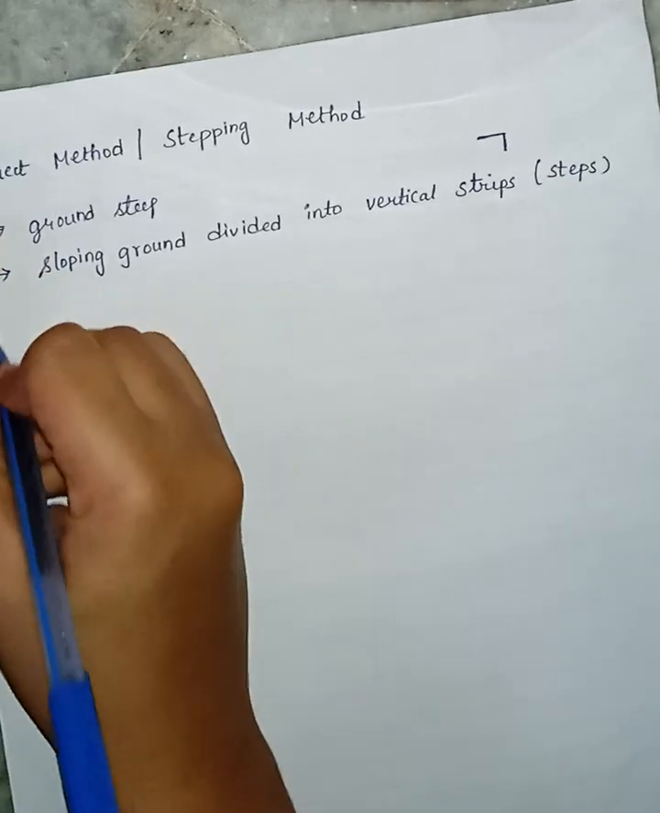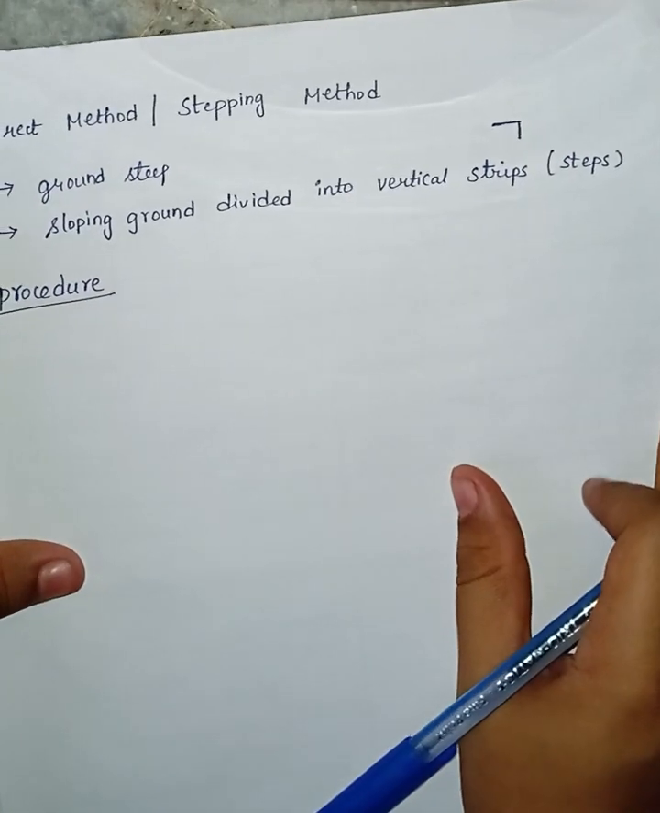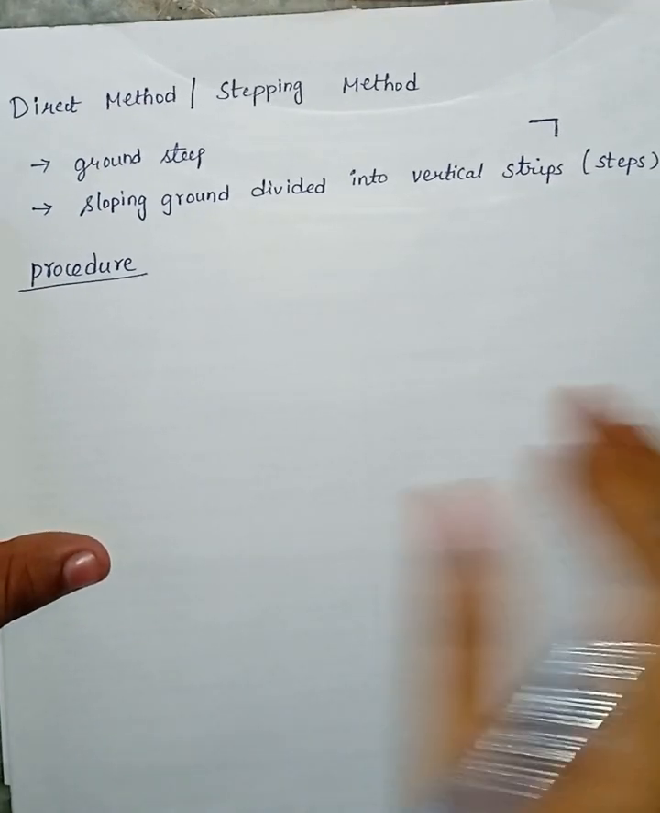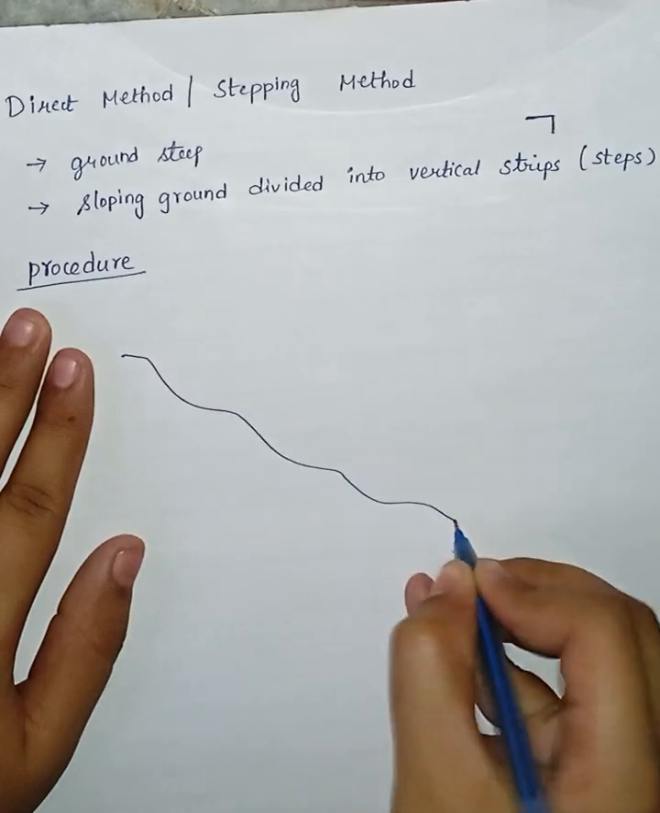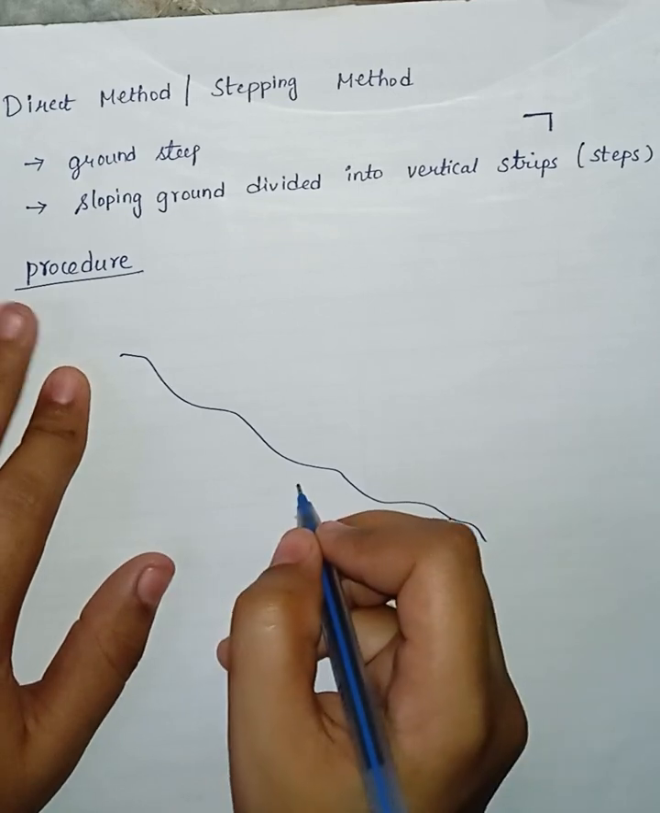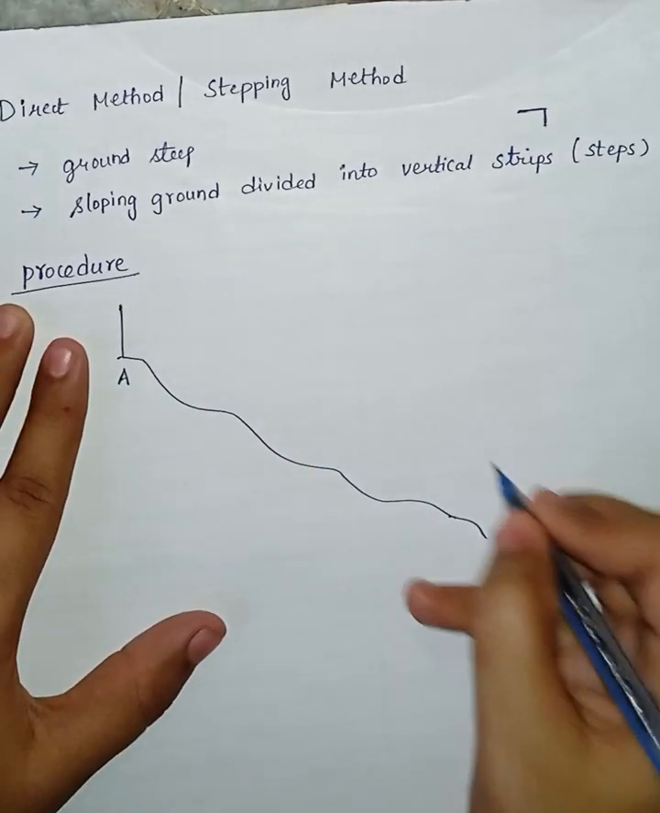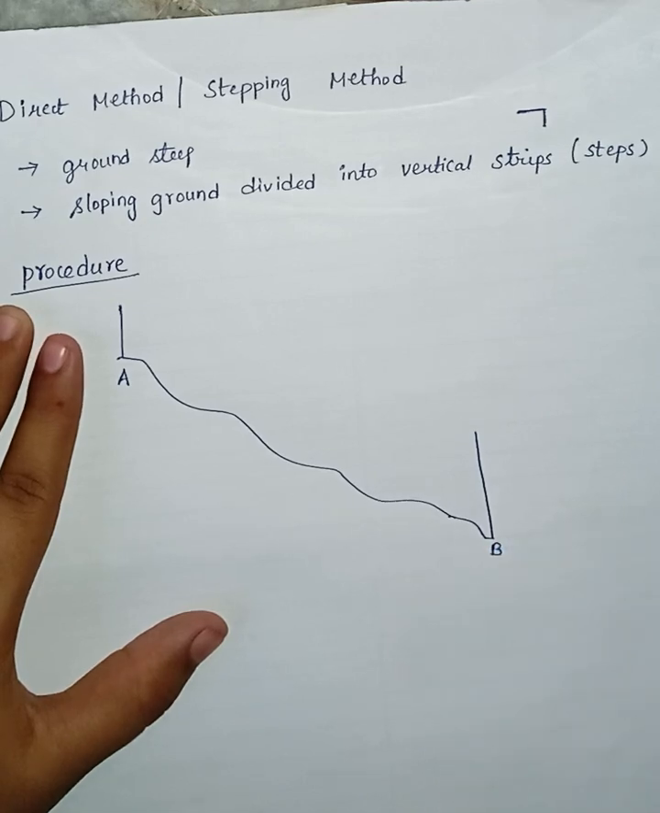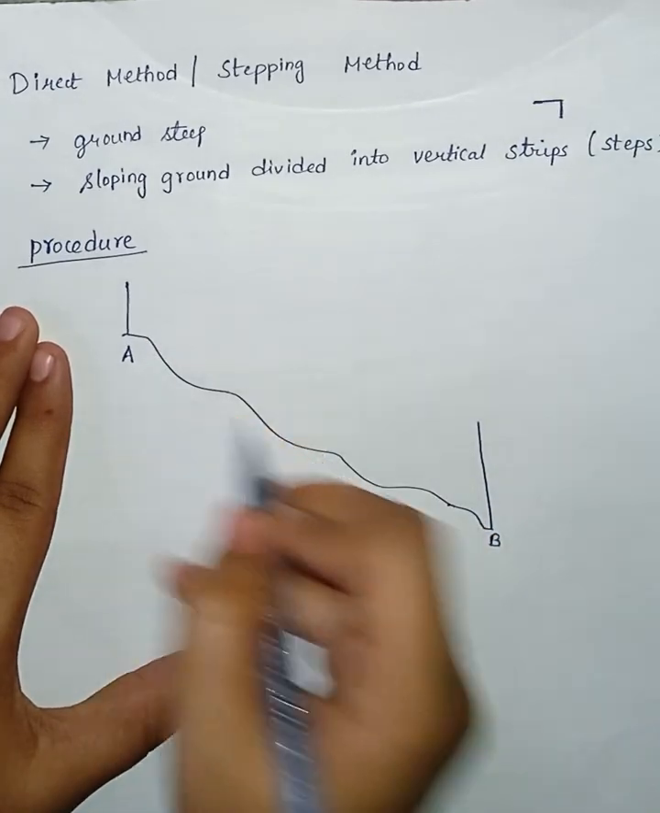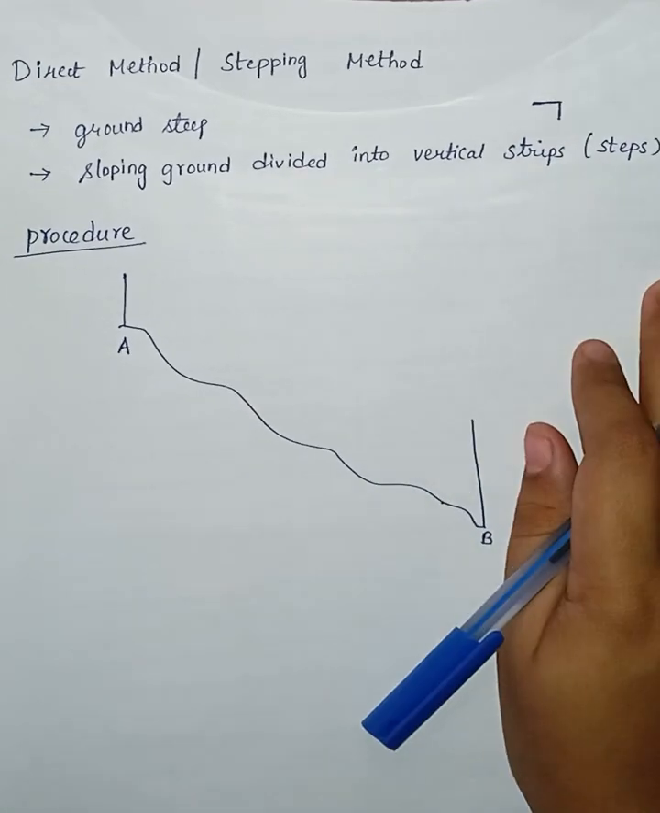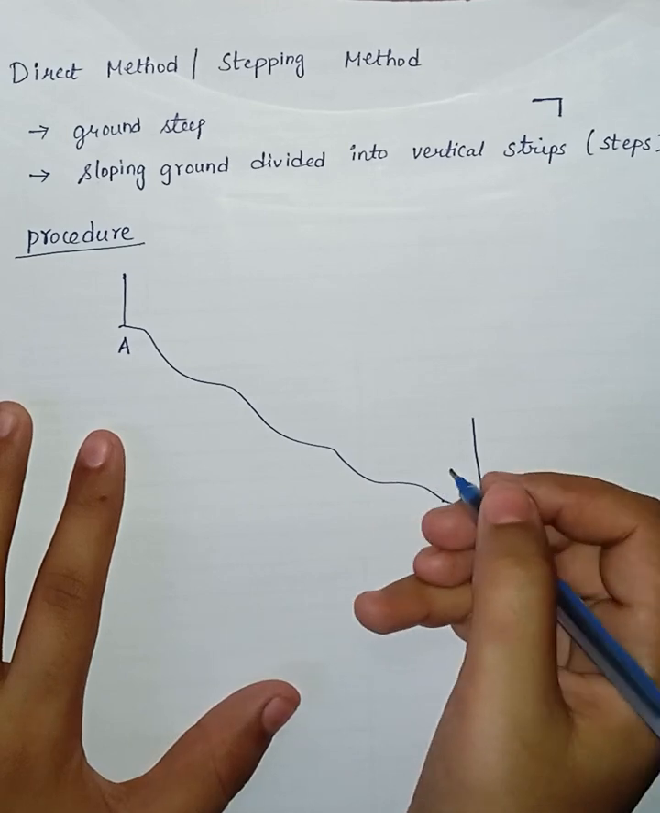So what is the procedure we are using here? First I am drawing the diagram. Suppose we are assuming this as some sloping ground. This is station A and this is station B. We are keeping a station at A and a station at B. There are two stations.